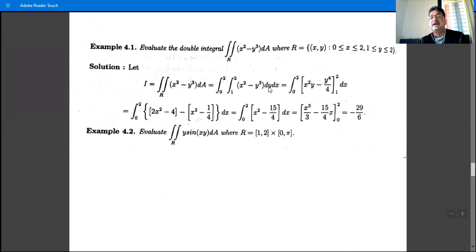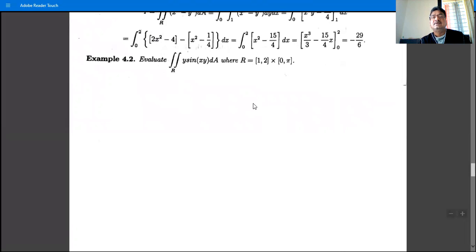So with respect to y, the integration is x cube, x square y. X square is constant, so x square into y, and for y cube, y raised to 4 by 4, from 1 to 2. Then at the upper limit we substitute y as 2, and then y as 1, and simplify to this. Then the integration with respect to x is x cube by 3 minus 15 by 4 times x, from 0 to 2. Substituting the upper limit as 2, we have this answer. If you substitute x as 0, we have 0.